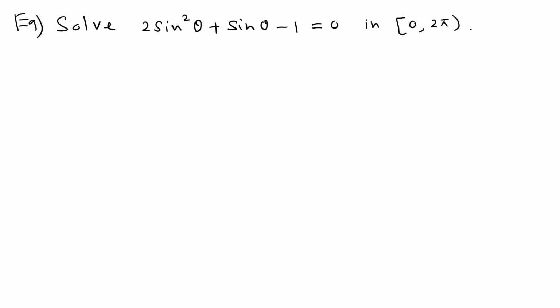Next we have 2 sine squared theta plus sine theta minus 1 equals 0 in the interval 0 to 2 pi. So we only find the principal values. You can see that this problem is slightly different from the previous one. Since you cannot isolate the sine terms first, what we normally do is factor. So that's the first step.